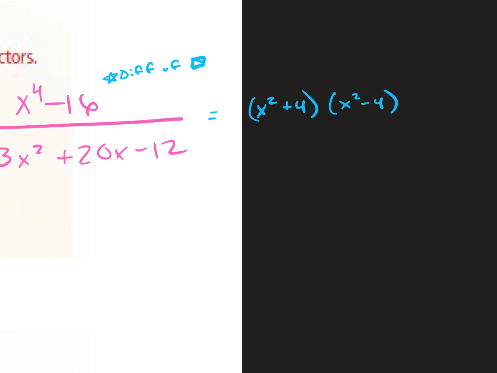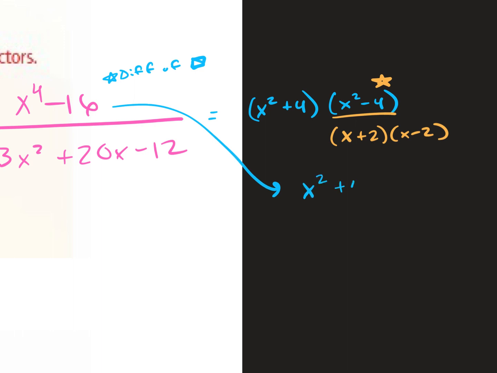Which one can we factor more? Just the minus. So x squared minus 4 factors into x plus 2, x minus 2, because this one also is the difference of squares. So when we factor the whole top, we get x squared plus 4, x plus 2, x minus 2.